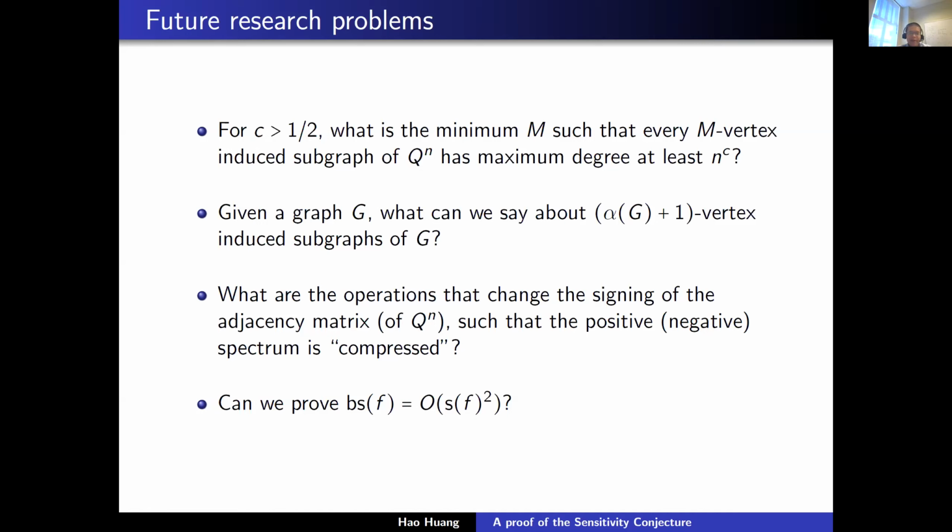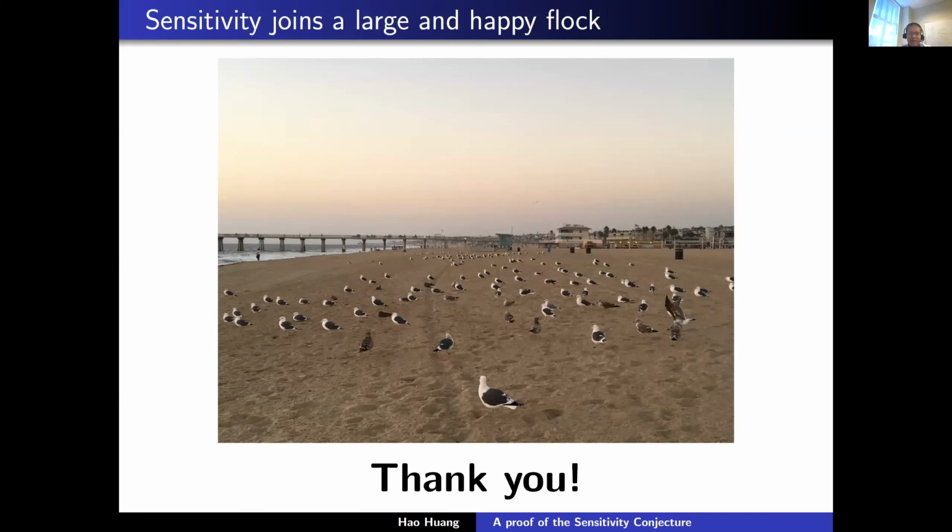And finally, can we show that the block sensitivity is at most the square of the sensitivity? We proved a quartic upper bound, but can we improve this to a quadratic upper bound, which matches the Rubinstein construction, for example? I think I should stop here. Now the sensitivity has joined this large and happy flock. Thank you.